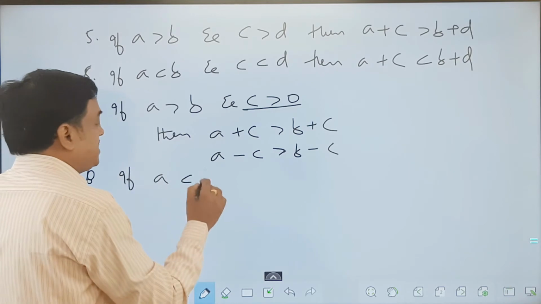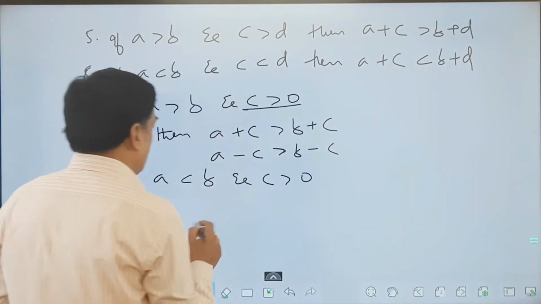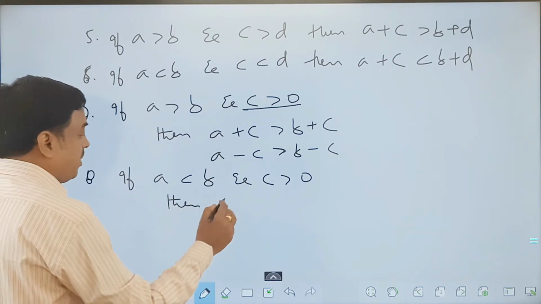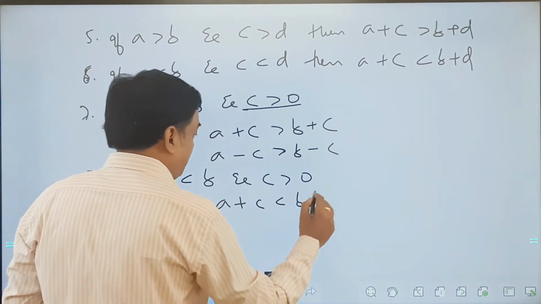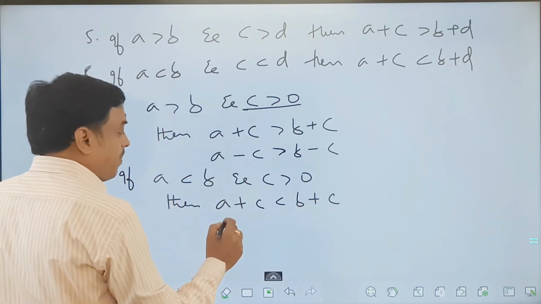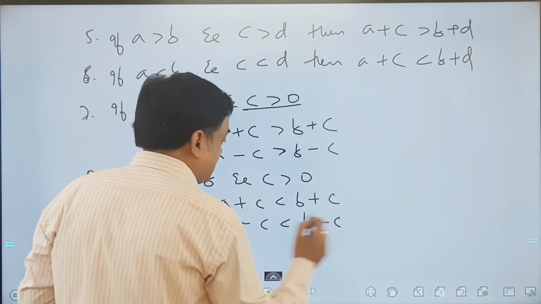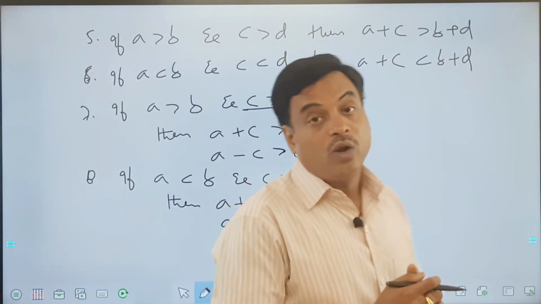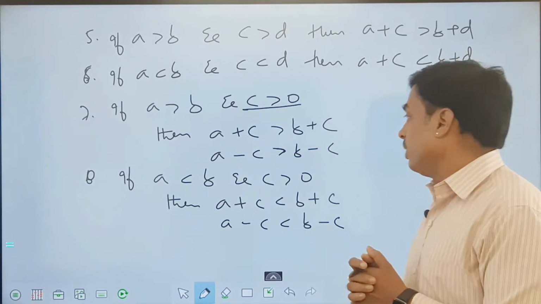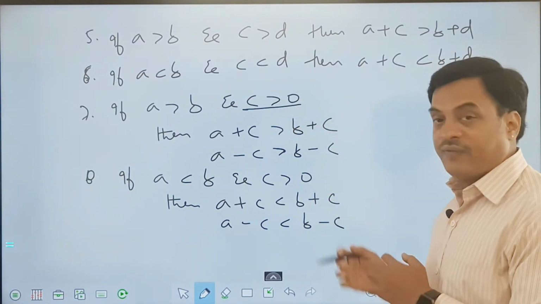Similarly, if A is less than B and given C is greater than 0, then my conclusions will be A plus C will be less than B plus C, and A minus C will be less than B minus C. So by adding or subtracting any value, the inequality will not change. Also, the C value can be negative here, and negative values also work.